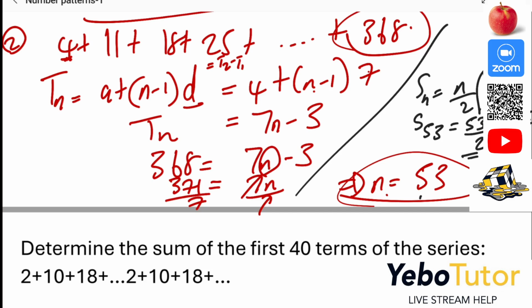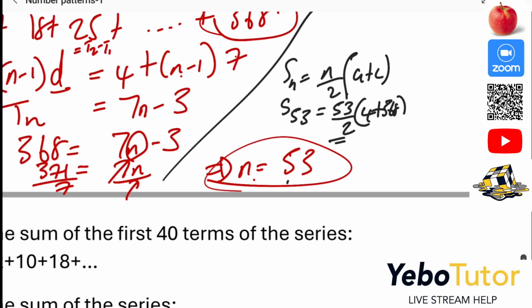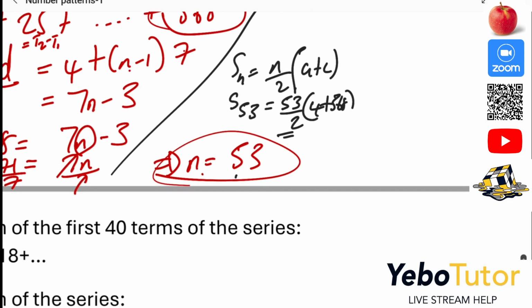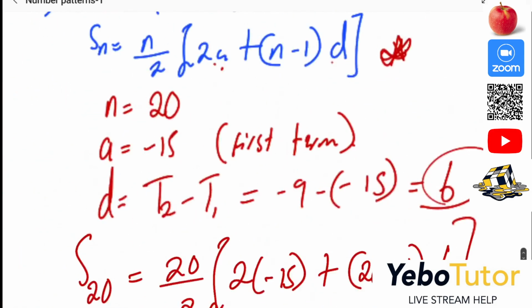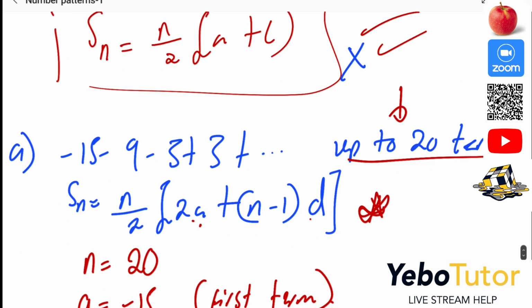Then we use our operators to get the correct answer. So that would be 53 over 2 times 372, and using our calculator I'm getting 9,858. Then you get your sum of the terms. So if you don't know the end value, you need to calculate it first so that you can do the proper calculations. That's one of the examples we have.